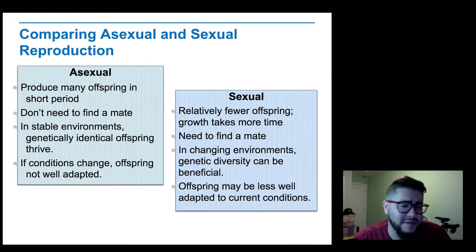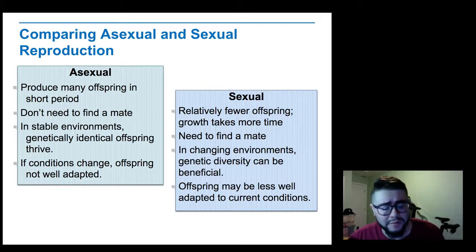In stable environments, what you see is those organisms thrive, but oftentimes nature isn't full of stable environments for a long time. So if conditions change, those offspring aren't always well adapted. But in sexual reproduction, there's significantly less offspring. Growth takes more time. You need more time to find a mate. In changing environments, the genetic diversity is usually pretty beneficial. So that's our little basic overview. If you're thinking of the chapters in our book, that's 11.1.